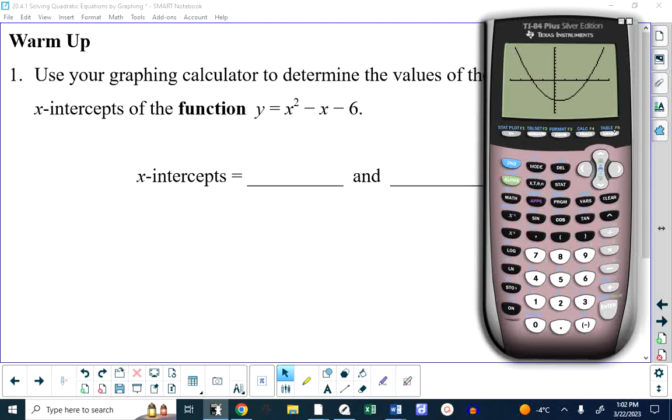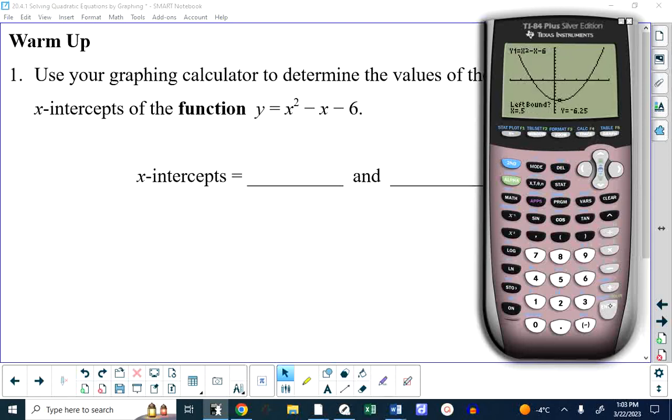You could confirm it, I suppose, by going to your table, making sure independent says ask, and put in -2 for x. You get a y coordinate of 0, which means it's on the x-axis. It's an x-intercept. You could put in, what was the other one, 3, and you get that. But if it wasn't obvious what they are, then you go to your calculate menu and choose 0.